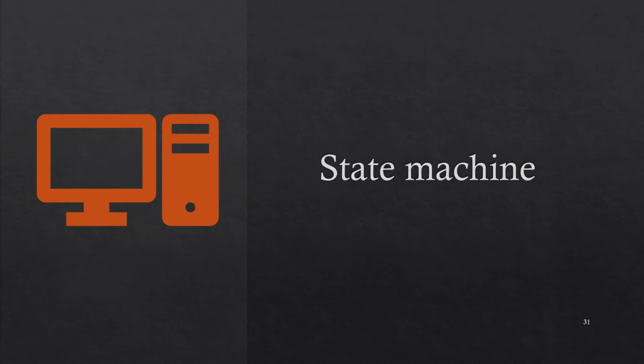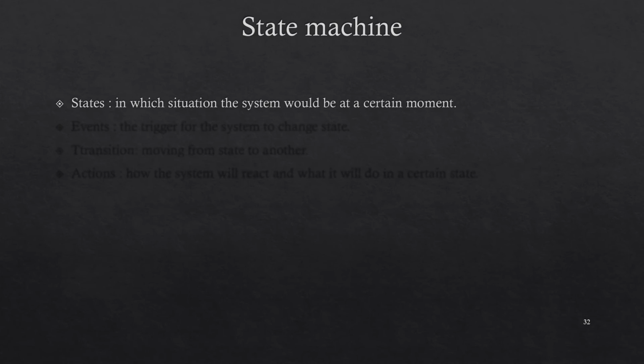Now let's introduce the state machine. A state machine diagram is a higher level overview of the system, which will make it easier and more understandable. The state machine is a finite state machine, which means that there are a finite number of states, and a state is the situation the system is in at a certain moment.